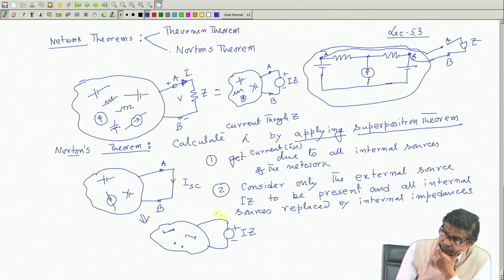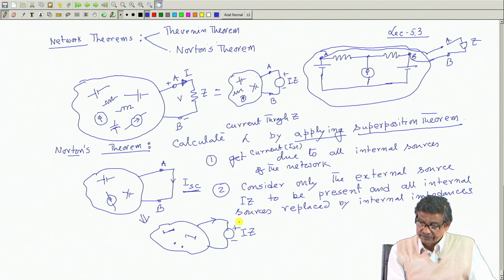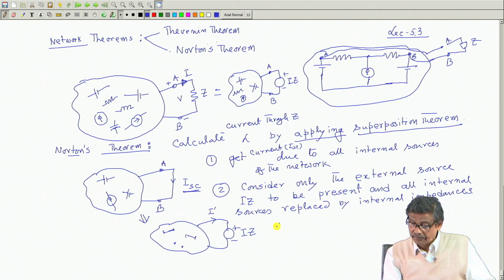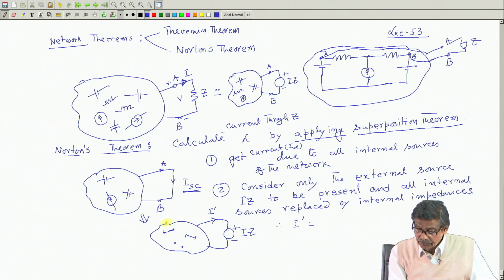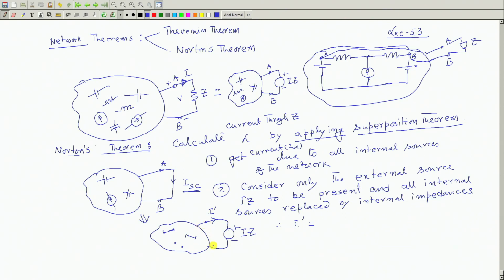Now, in this network, what will be the current in this network? This current I want to calculate, is not? To apply superposition, ISC I have calculated. So, I will calculate current because of this in this direction, I dash say. So, I dash will be equal to, here there are no sources. So, between these 2 points what will remain, some impedance you will get across AB.